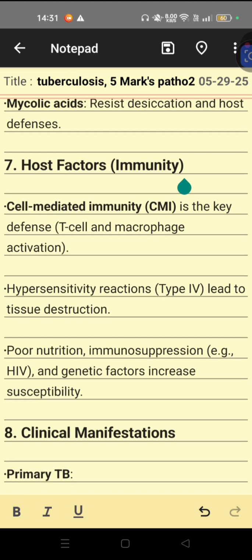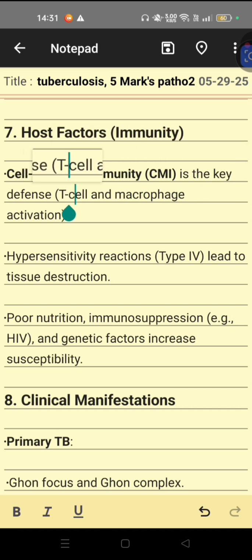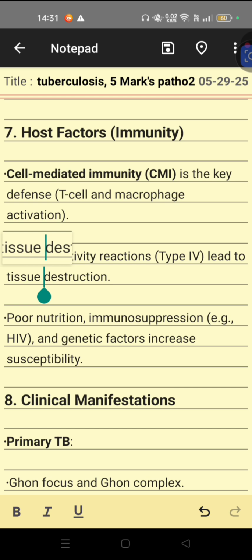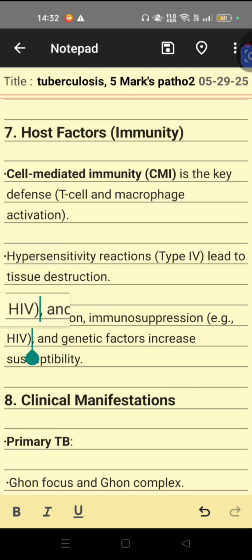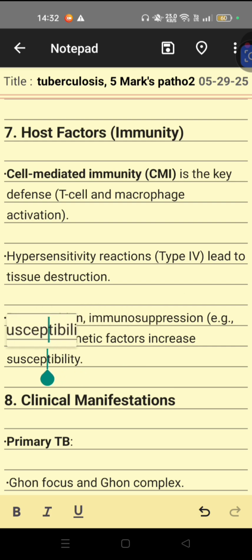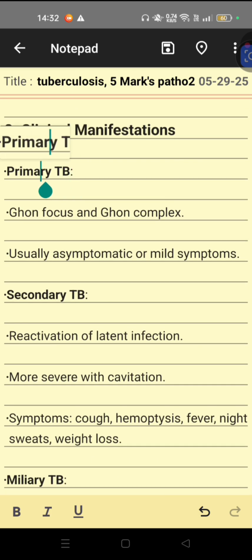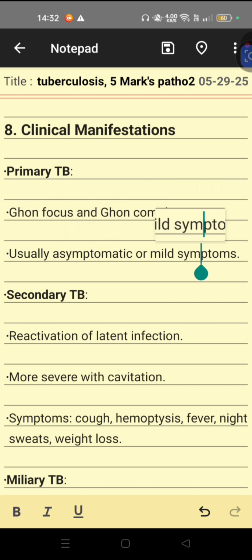Host factors. Immunity: cell mediated immunity (CMI) is the key defense, with T cell and macrophage activation. Type 4 hypersensitivity reaction leads to tissue destruction. Poor nutrition and immunosuppression, for example HIV, and genetic factors increase susceptibility. Clinical manifestations. Primary TB: Ghon focus, Ghon complex, usually asymptomatic or mild symptoms.